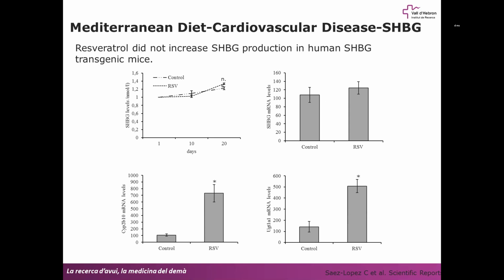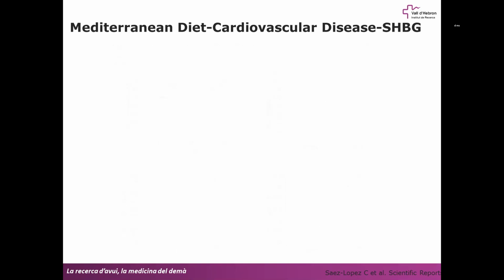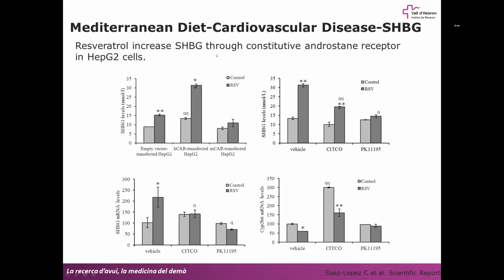So we went back to the literature again and started reading about resveratrol in mice, and we saw that resveratrol can bind one receptor called the constitutive androstane receptor, CAR, and this receptor has different affinity for different compounds in mice and humans. So we transfected our cells with the human CAR and with the mouse CAR and repeated the experiments. I'm not going to go into too much detail, but we used an agonist and an antagonist, and we demonstrated that the effect of the resveratrol in the HepG2 cells was made through this CAR receptor.